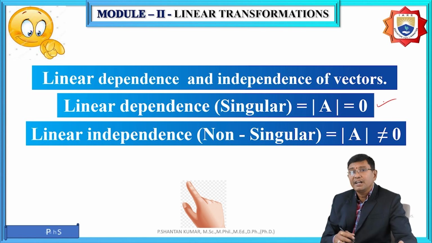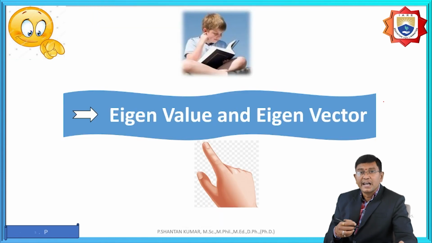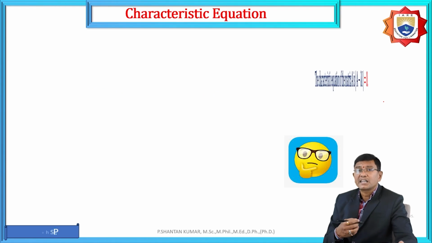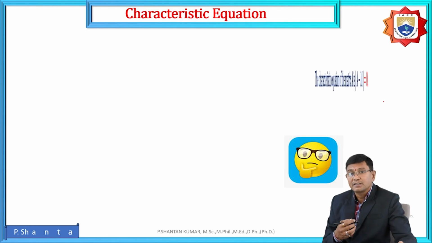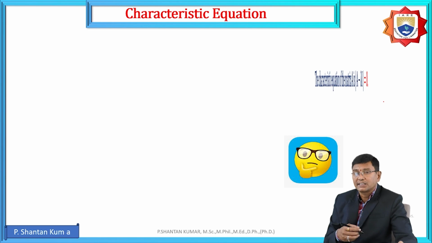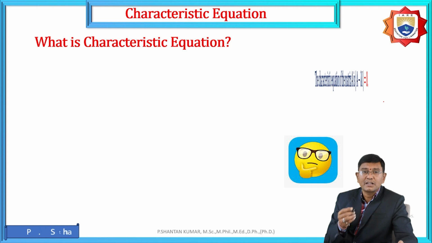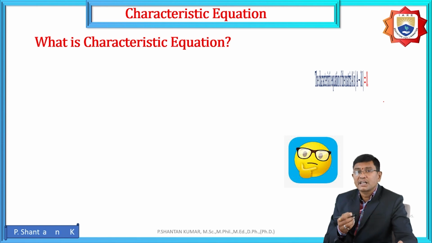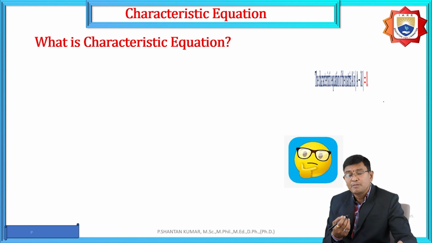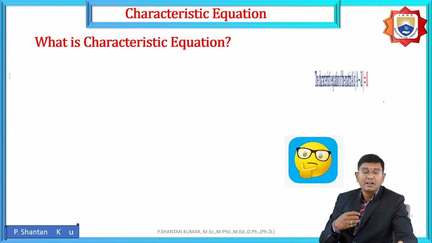Based upon that, we continue with eigenvalues and eigenvectors. In that also, first of all, we will discuss what the characteristic equation is, what the characteristic matrix is, and the characteristic values and characteristic vectors. These terminologies are interlinked one by one. First one, what is a characteristic equation? That is based upon the characteristic matrix and the characteristic polynomial, and then only the characteristic equation. That's why we need to discuss what a characteristic matrix is.